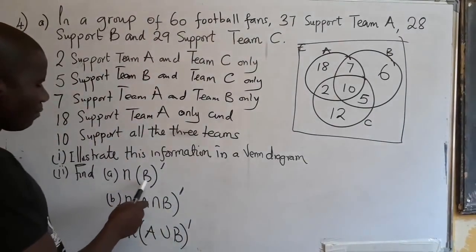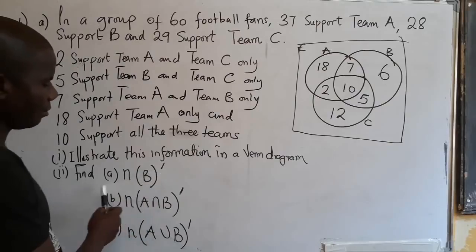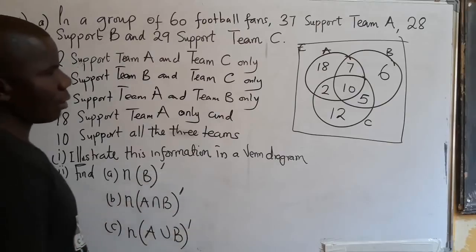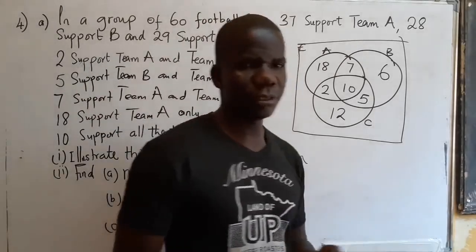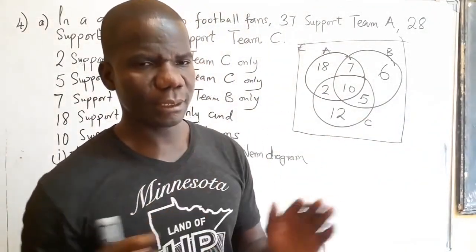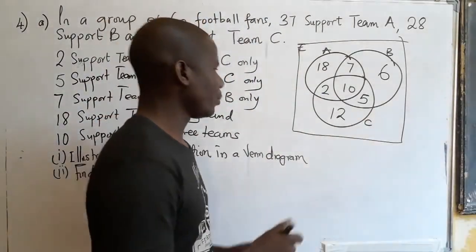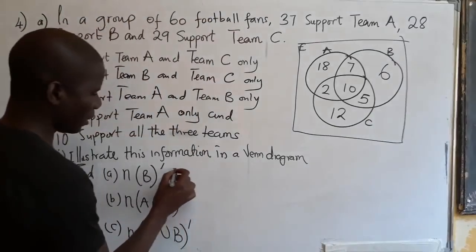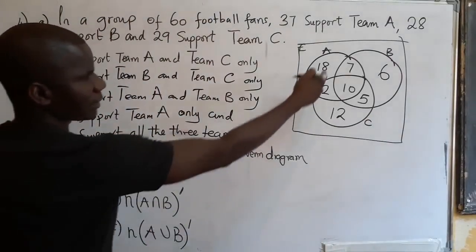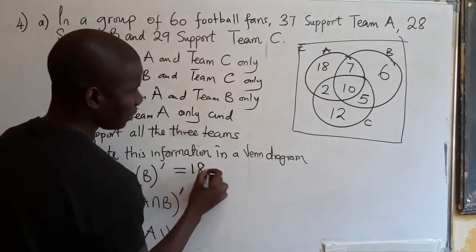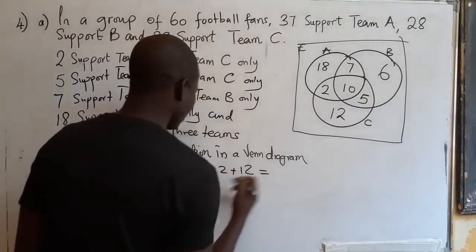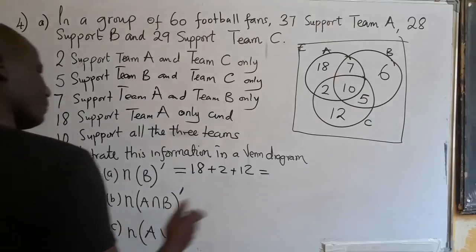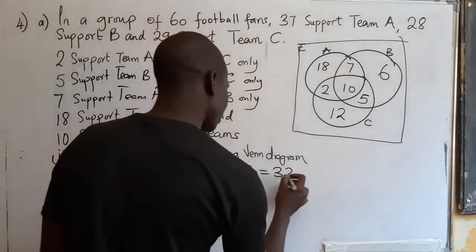Then the number of fans that are not in team B. B complement means what is outside B. What is outside B? So we are looking at this one. It's 18 plus 2 plus 12. What do we get? Let's add there. This is going to give us 32.